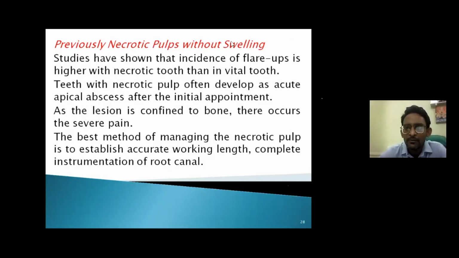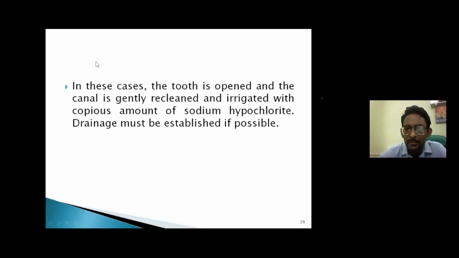Previously necrotic pulp without swelling: studies have shown that the incidence of flare-up is higher with necrotic pulp than in vital. Teeth with necrotic pulp often develop an acute apical abscess after the initial appointment. As the lesion is confined to bone, there occurs severe pain. So the best method of managing the necrotic pulp is to establish a proper working length, which is a very mandatory step in root canal treatment. We should do complete debridement of the root canal by instrumentation and copious irrigation along with the intracanal medicament. In this case, the tooth is opened and the canal is gently re-cleaned and irrigated with copious amounts of irrigants, and drainage must be established as soon as possible.